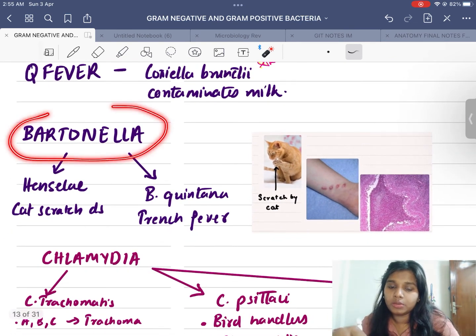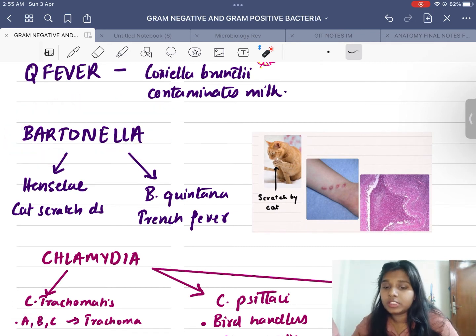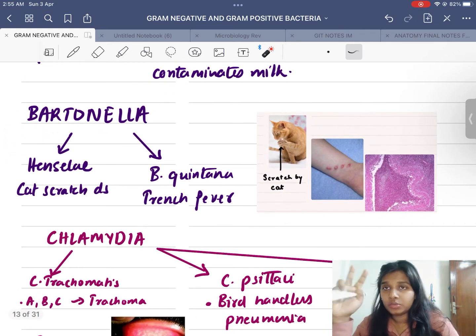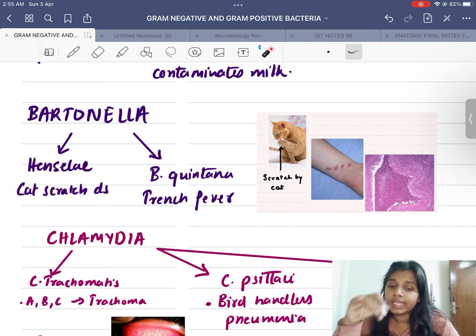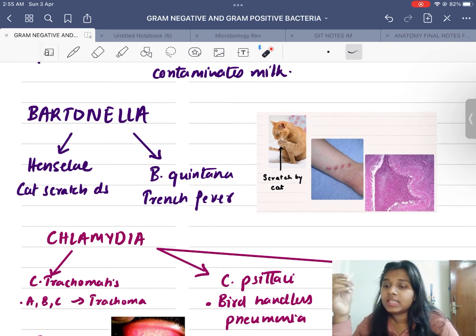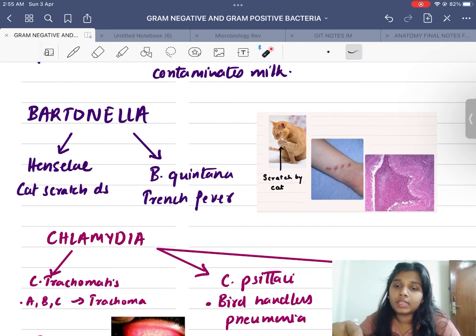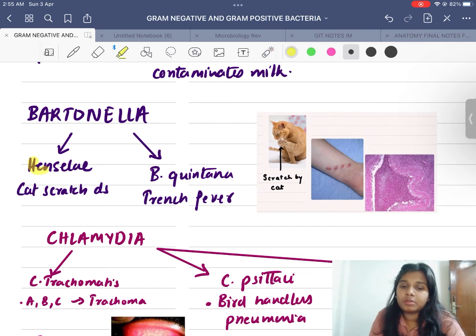You can do it for Bartonella. Bartonella, two types again: Bartonella henselae, Bartonella quintana. Bartonella henselae causes cat scratch disease, and you can remember it like hen is an animal, cat is an animal. So henselae causes cat scratch disease.